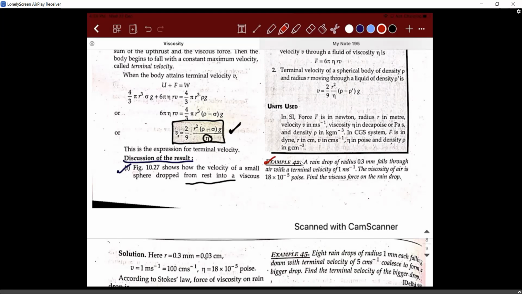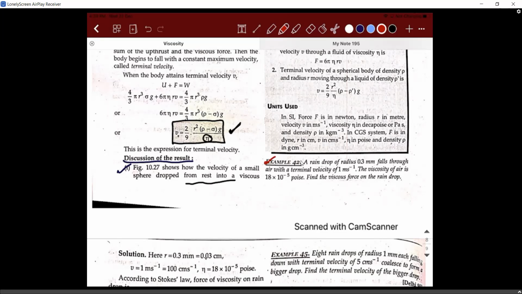So how to find the viscous force? F is equal to 6 pi eta R into V. That's it. Do it fast. 6 pi eta is 18 into 10 power minus 5.